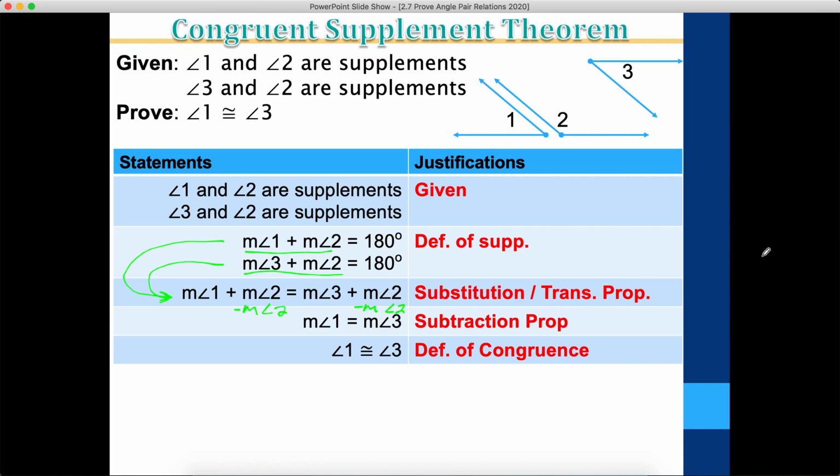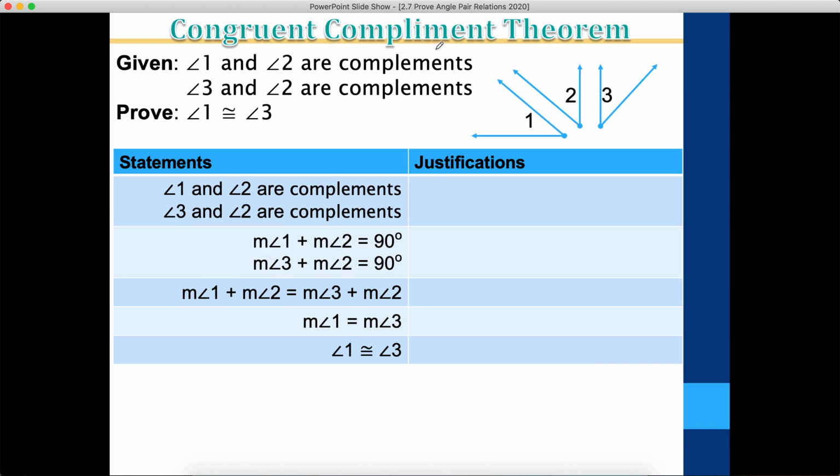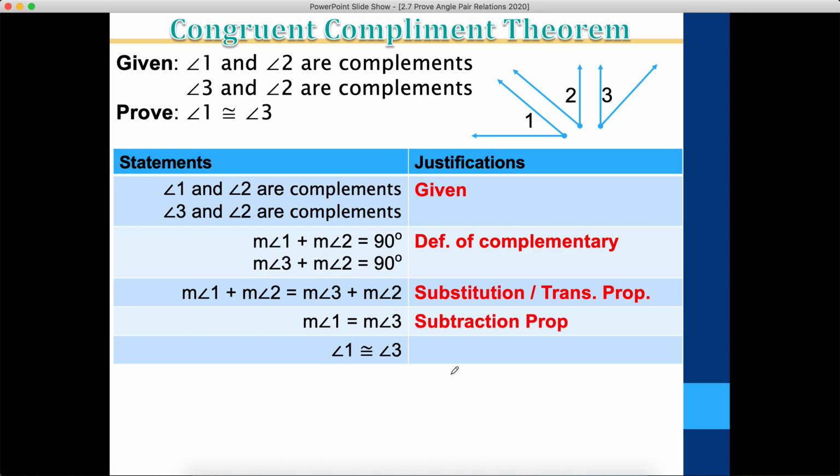I'm going to breeze through the next one because this being the congruent supplement theorem and the next one being the congruent complement theorem, very little has changed. I mean, we changed some words around, and then we changed the sum of the measures to 90 degrees. So we would expect all the steps to be the same, right? Given definition of complementary this time, not supplementary. But then everything else works the same way. I took these two, put them together via substitution or transitivity. I subtracted the measure of angle 2 from each side, and then definition of congruence. Great.